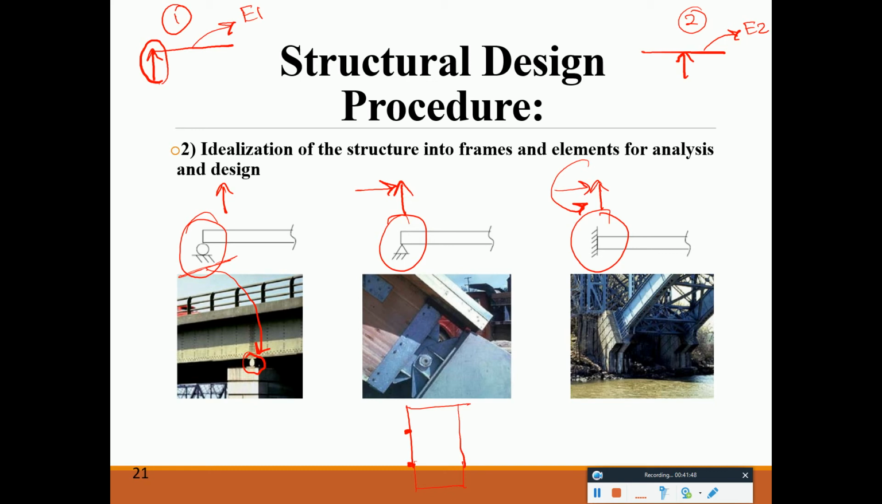If it requires to connect to other elements, then there will be some moment. Moment means connection. If there is any connectivity with other members, then there should be a value. If there is no connectivity, then what does it mean? It means that the value of moment in this position is equal to zero, because it's not connected.